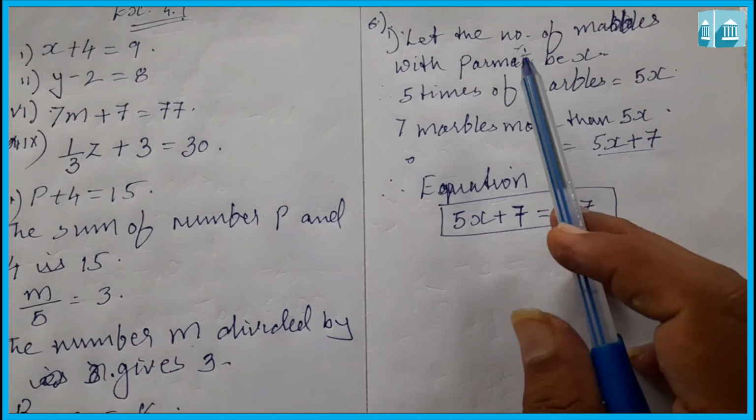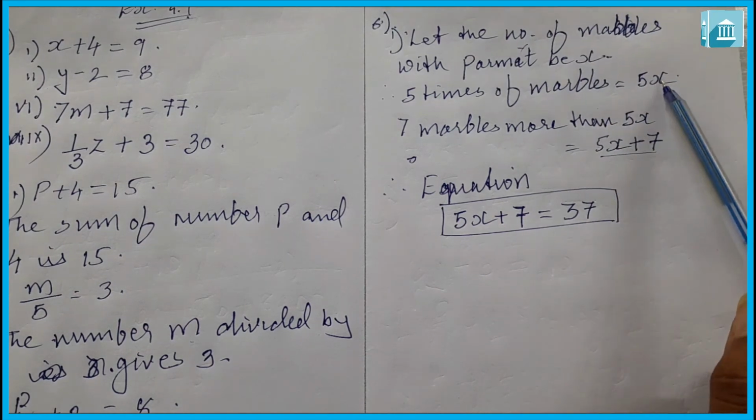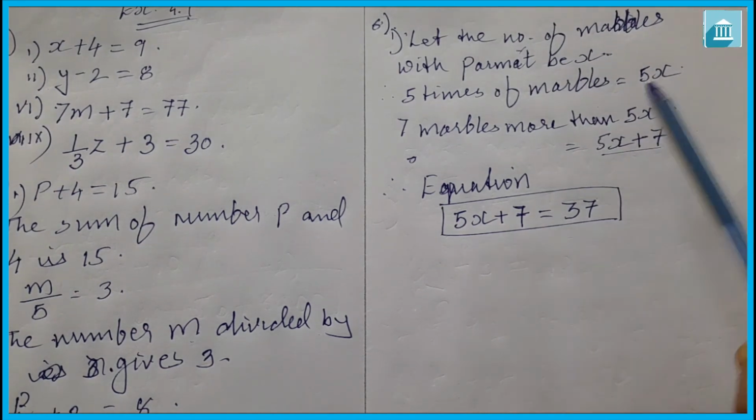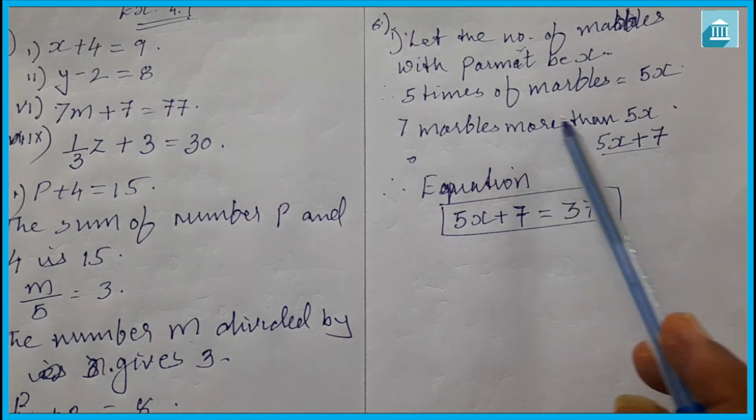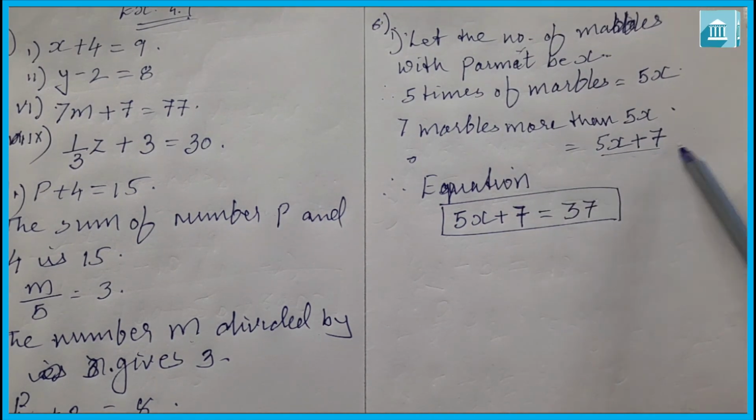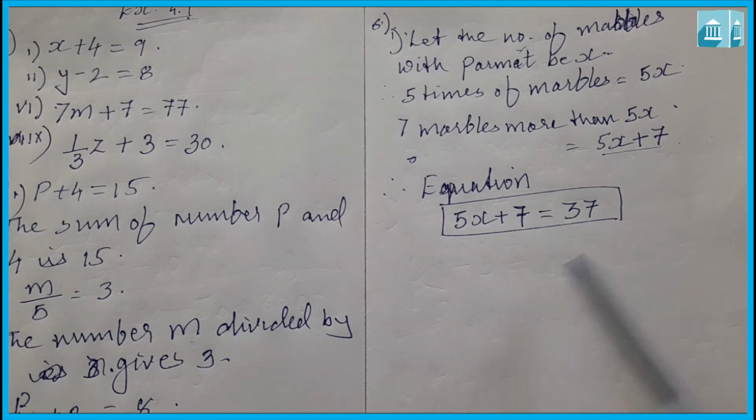So here first we found the total number of marbles with Parmeet is x. Now 5 times the marbles means 5x. Irfan says that he has 7 marbles more than 5 times Parmeet's marbles, which means 5x plus 7. He also said that Irfan has 37 marbles, so 5x plus 7 is equal to 37.